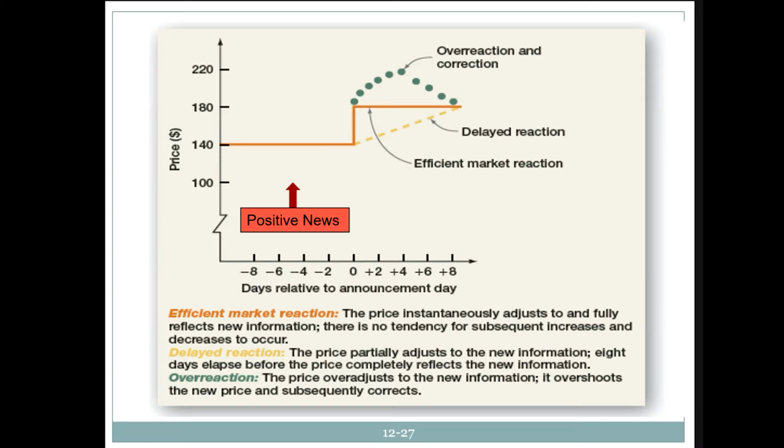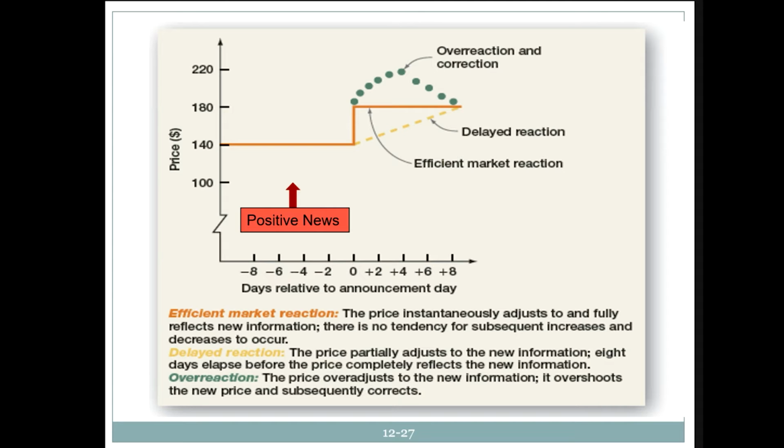So the fundamental value is 140. After the positive announcement, the fundamental value jumps to 180, right? So we gain $40 in value because of whatever this positive news is. And in a truly perfectly efficient market, it would be this solid orange line. So the price would instantaneously adjust to fully reflect this new information. Right? So the market exactly correctly interprets the positive news and exactly correctly interprets how this positive news will affect the value of the company, and the price jumps to reflect that in an instant.